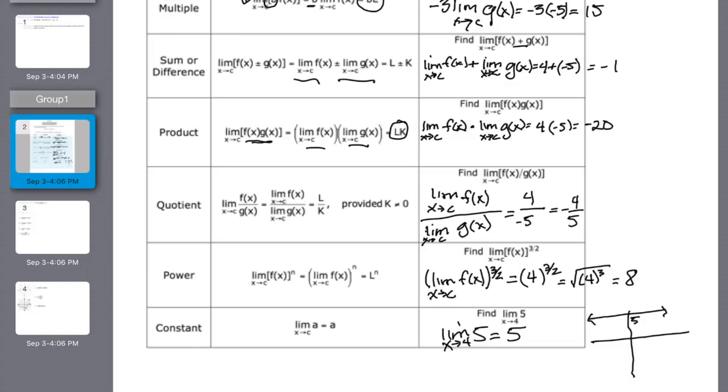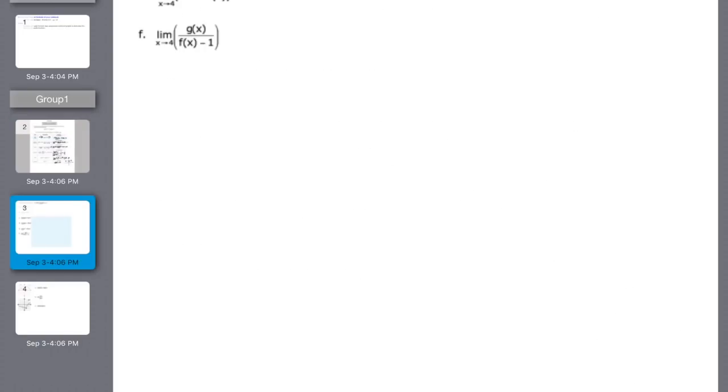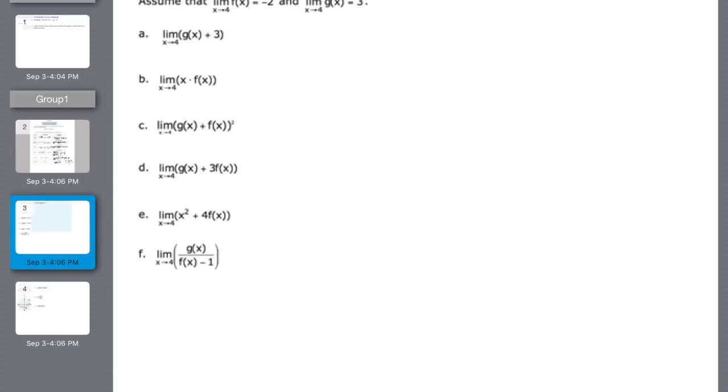Okay, so let's look at some examples. I think I'm getting the hang of this. Okay, so we have two limits at the top. We know as x approaches 4, the limit of f of x is equal to negative 2, and as x approaches 4, the limit of g of x is equal to 3. We want to know the limit as x approaches 4 of g of x plus 3.